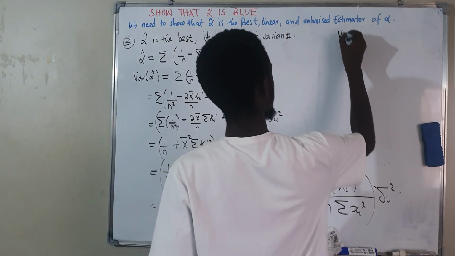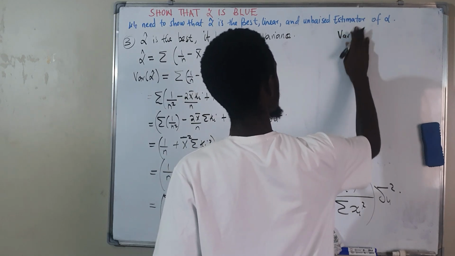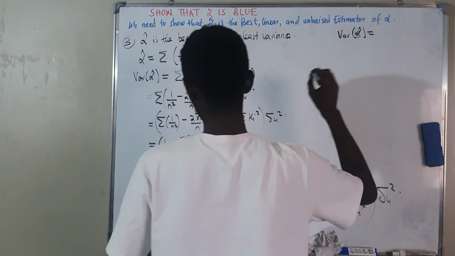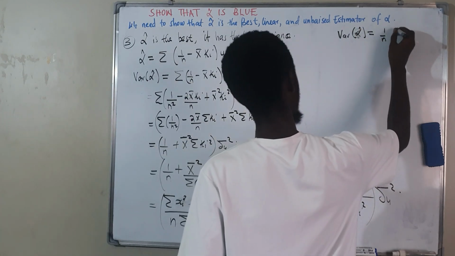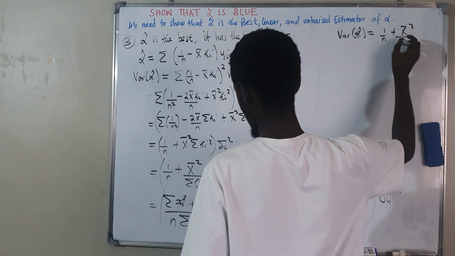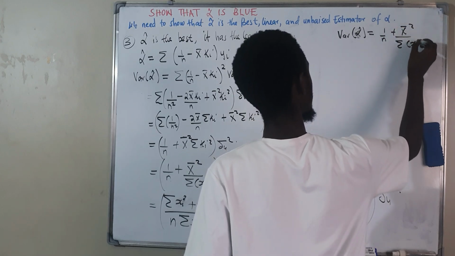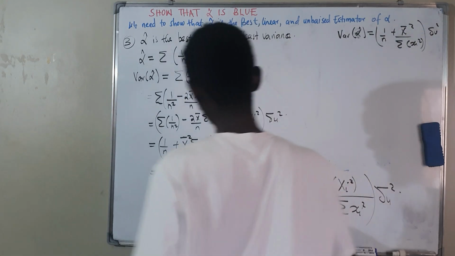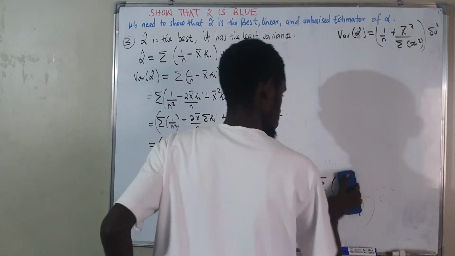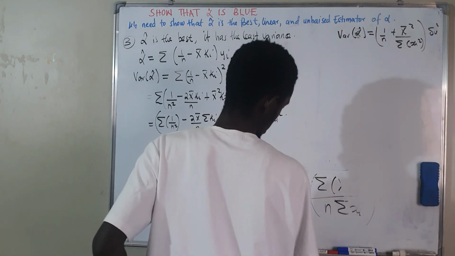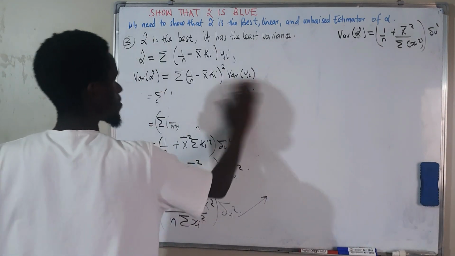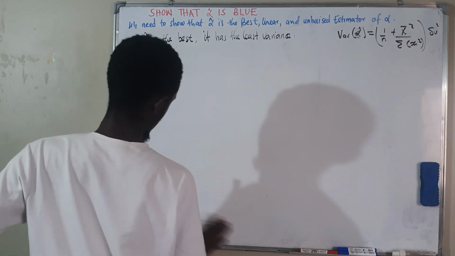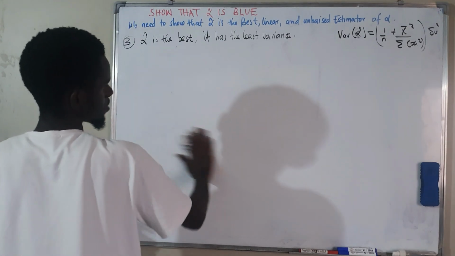We say that our variance of alpha hat is the same thing as having (1 over n plus x bar squared over summation of xi squared) times sigma u squared. If we let a given variable alpha star and see whether its variance is going to be the same or less than the variance we have, then from there we can easily say that our alpha hat is the best.